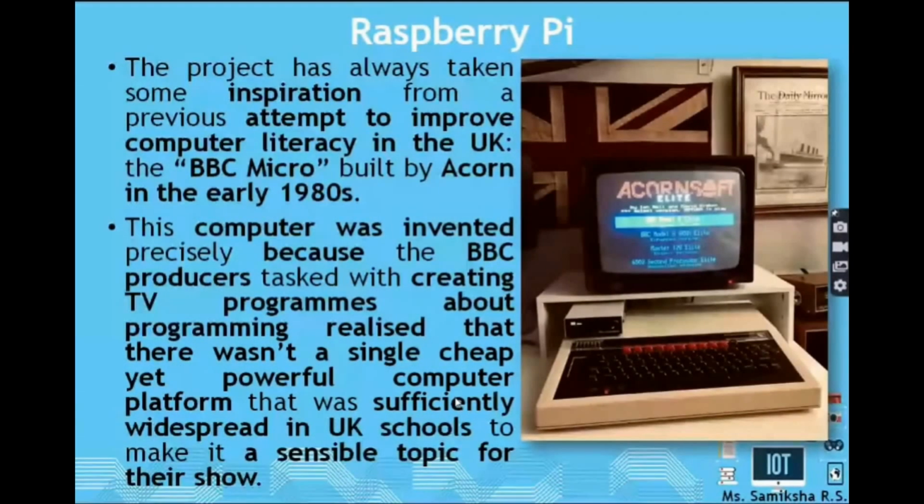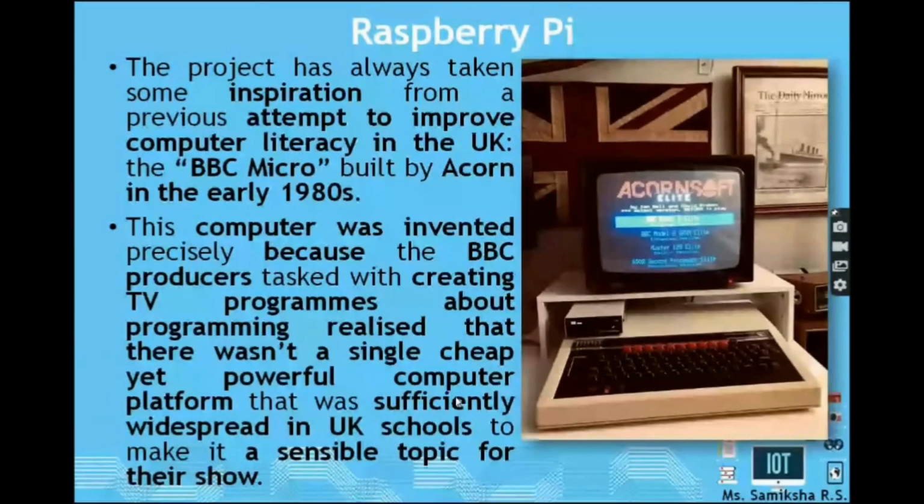So let us start with some history, that from where this Raspberry Pi Foundation project got the inspiration. So Raspberry Pi got its inspiration from one previous attempt which was done by BBC in order to find out what is the amount of computer literacy in UK, United Kingdom. So they had built this BBC Micro, a small computer system. It was built by Acorn in early 1980.